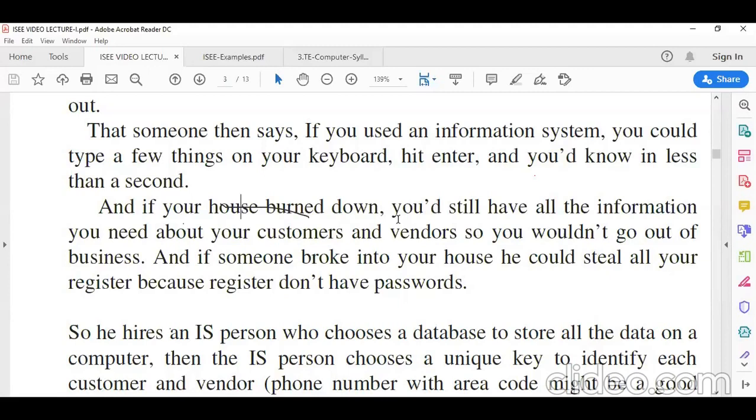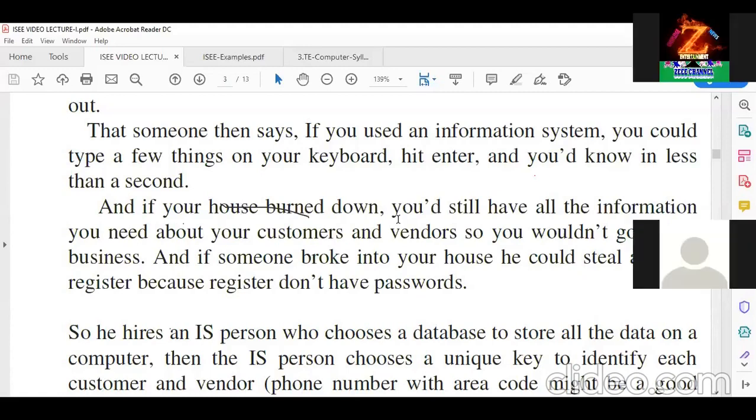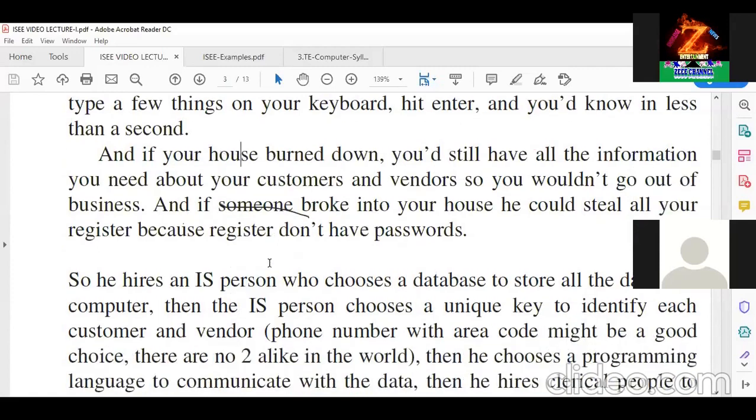Now it depends on the company, whether the company is using the offline information system or the online information system. If the company is using the online information system, and an explosion happens in your company, your computer gets destroyed, even then all the information can be available with you. Yes or no? Yes, sir. Yes, that I have mentioned below.